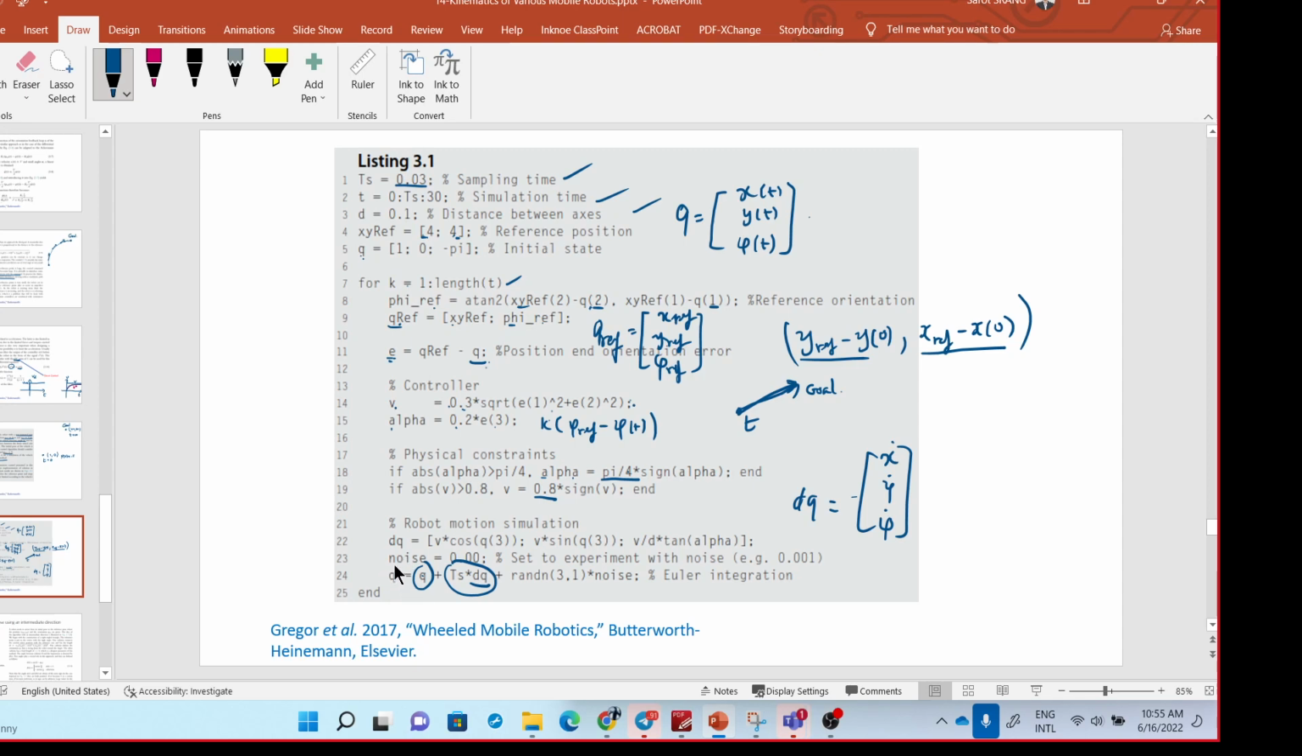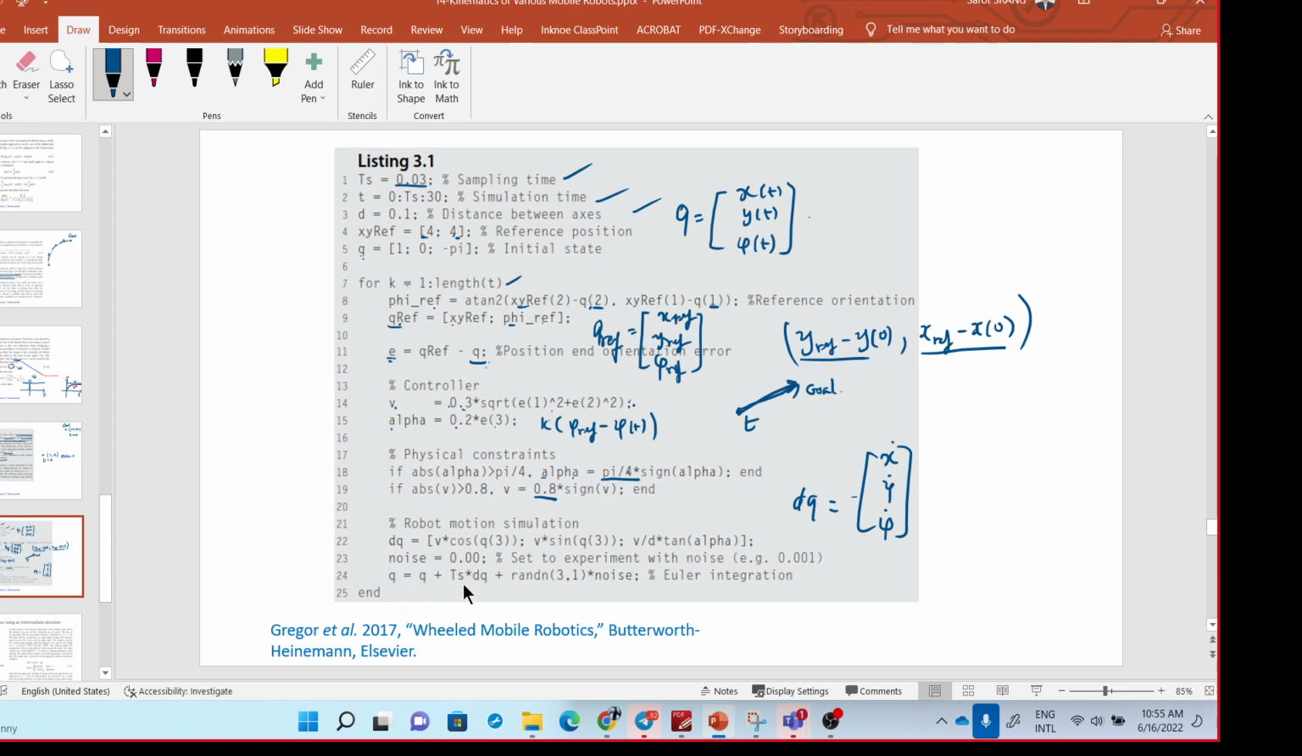Then this q, for the current loop, is from the previous loop. Okay, so this is kind of k plus 1, this one is kind of k, like q_{k+1} equal to q_k plus the right hand side times the sample time. So this is the Euler integration method.